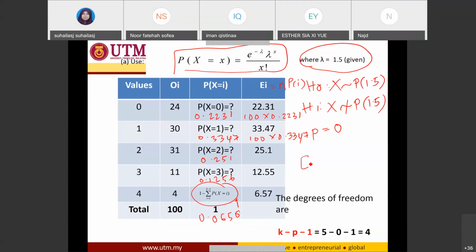So you check. All your EI is greater than or equal to 5. So you proceed to compute the chi-square test. Now you already have your observed, you already have your probability, and you already have your expected frequency, the formula n times your probability, total 100 times your probability. All your EI is greater than or equal to 5.